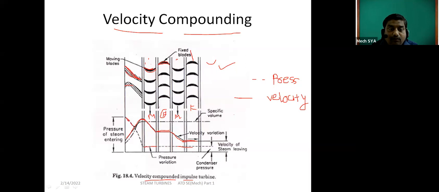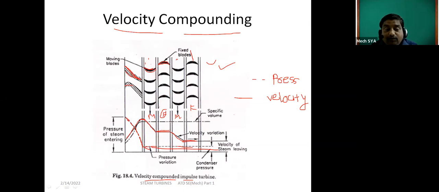This graph is very important. Afterward, the pressure, shown as the dotted line, remains constant. As pressure decreases in the nozzle, velocity increases. But when the steam strikes the moving blade, the velocity decreases. In the fixed blade, the pressure is constant, therefore the velocity also remains constant. In the next moving blade set the velocity decreases again, and in the following fixed blade it remains constant because there is no change in pressure.